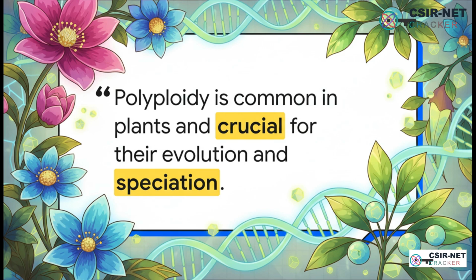Well, while it's often lethal in animals, in the plant kingdom, polyploidy is a major driver of evolution. It's not an error at all, it's a feature. So many of the crops we depend on, think wheat, strawberries, they're polyploid. This isn't just some minor tweak, it's a full-on mechanism for creating entirely new species with totally new traits.